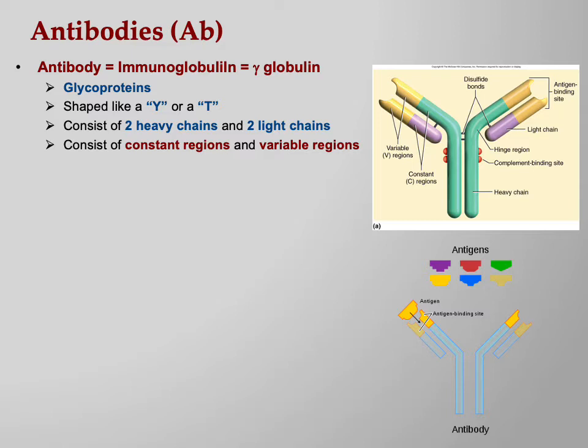They have constant regions and variable regions. The constant regions are the ones that are the same for every antibody. Variable are going to be the receptors. That's where you can see in the illustration, the variable, the V regions, that's where antibodies are going to be different from one another.